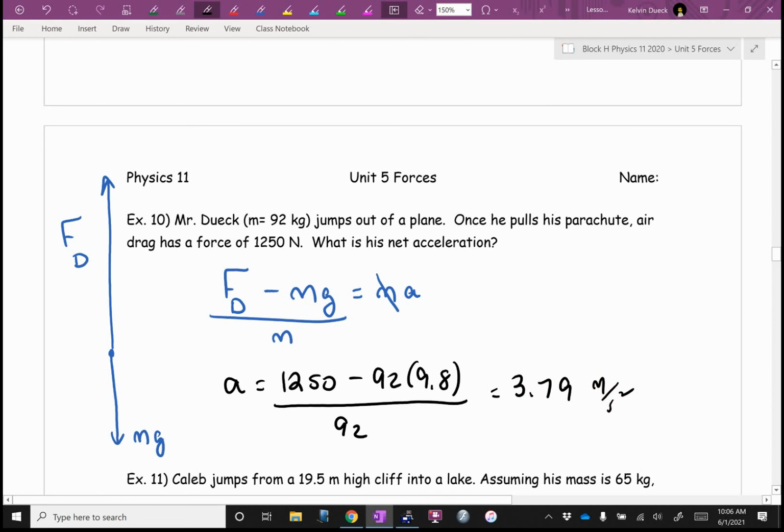But by the way, just under nerd trivia, as I slow down, this parachute is slowing me down. As I slow down, air drag gets smaller and smaller until eventually it exactly matches gravity and I stop accelerating, and that's my new terminal velocity. But the parachute gives me a terminal velocity that's survivable. That's just a bit about the physics of skydiving.